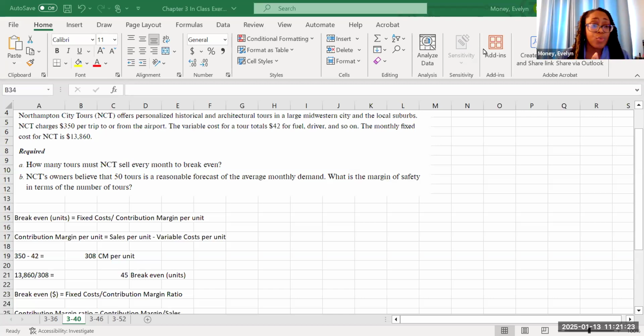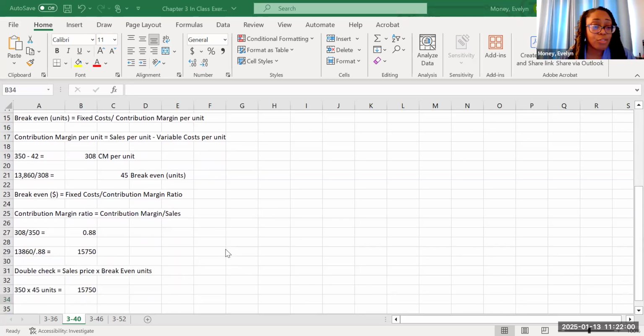So just to revisit the Northampton City Tours problem, remember the company was offering tours and they needed to offer 45 tours in order to break even. So now that brings us up to speed for B. The owners believe that 50 tours is a reasonable forecast. Remember, when calculating margin of safety, it can be the current sales level or the expected sales level. It doesn't have to be actual hard numbers. It could simply be an expectation or a forecast. But 50 tours is a reasonable forecast of the average monthly demand. What is the margin of safety in terms of the number of tours?